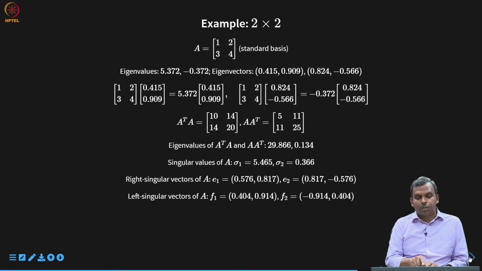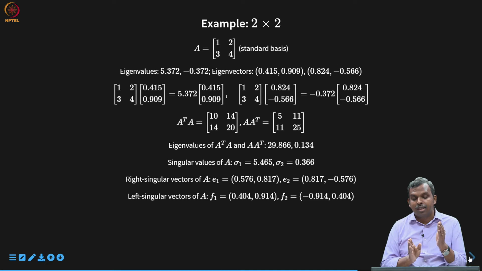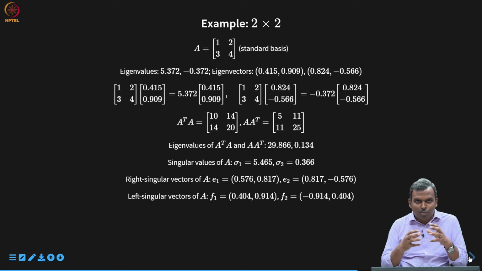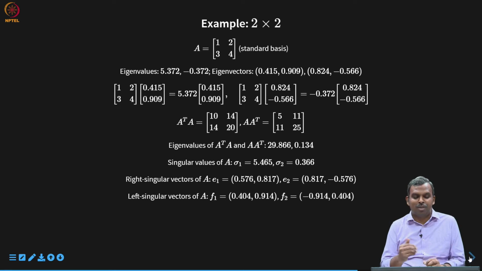So, you do A transpose A transpose, you will get the same eigenvalues 29.866 and 0.134. So, this is a trick you should keep in mind. Sometimes if A and A transpose are not of the same size, A transpose A might be much smaller than A transpose. So, when you want to find eigenvalues, you should be smart enough to go pick the smaller one and try to find it. Okay, so that is something useful, but this is easy enough to see.